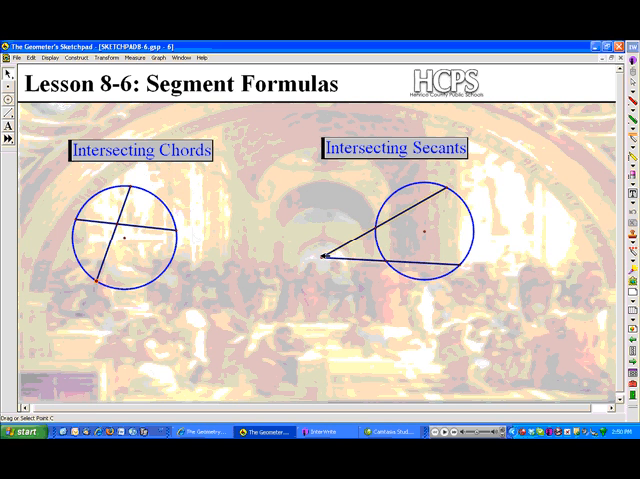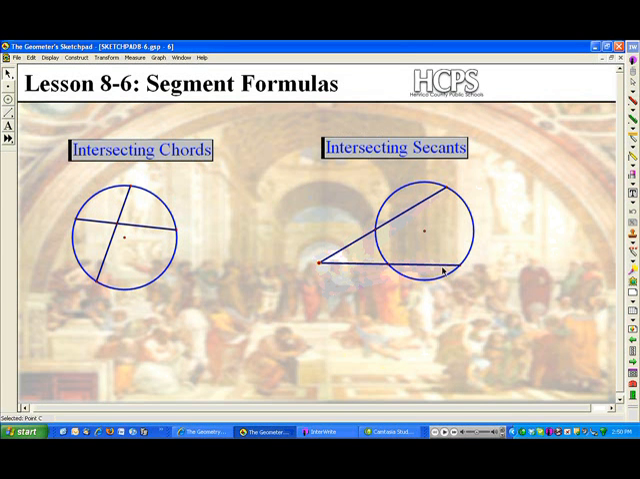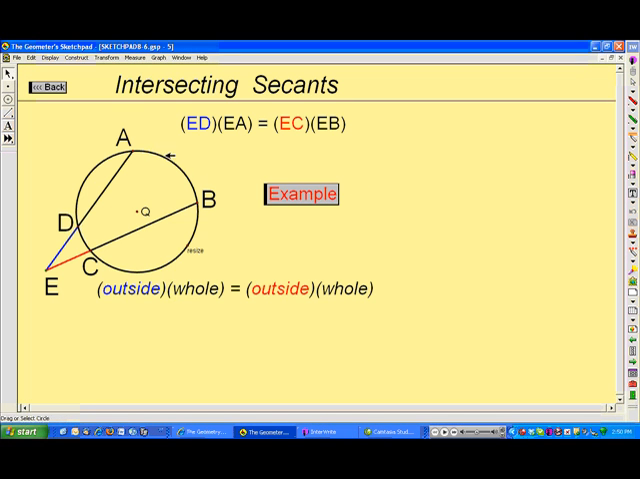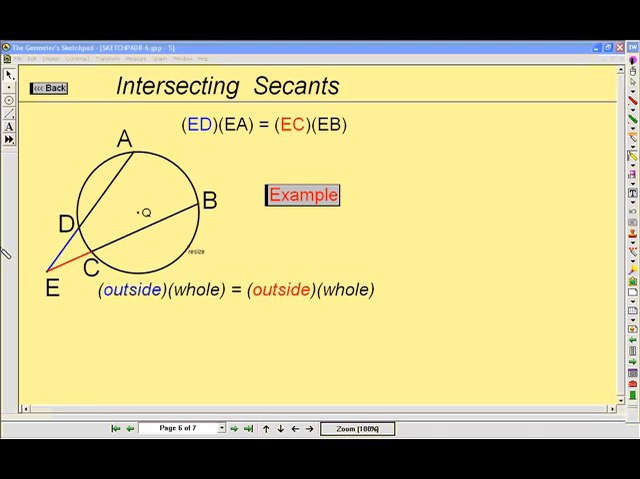Intersecting secants. Intersecting secants would look something like this, and possibly even something like this with a tangent instead of a secant. But they do intersect outside of the circle. When that happens, the following is true. This portion ED times the entire piece EA is the same as this portion EC times the entire piece EB.